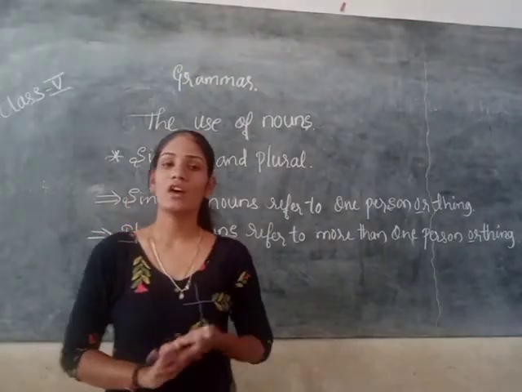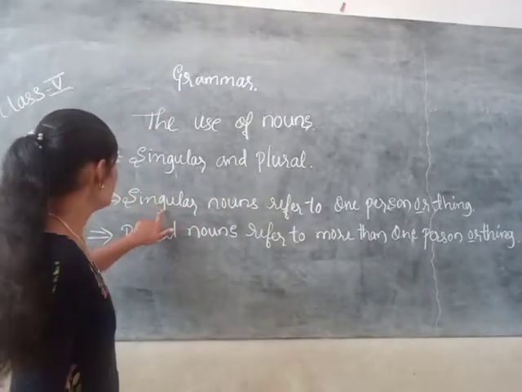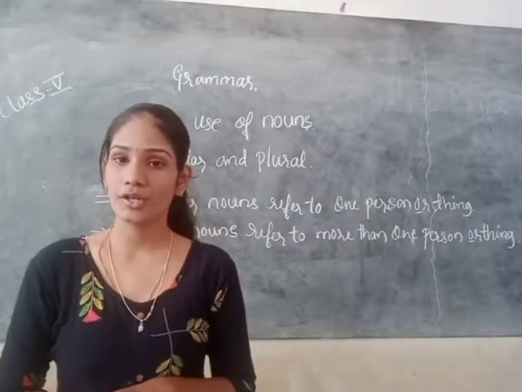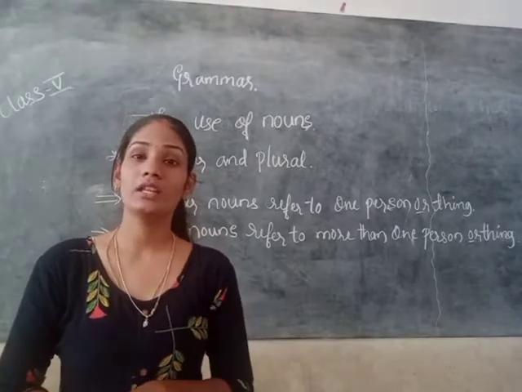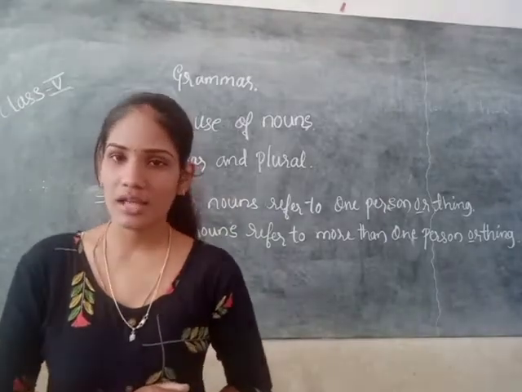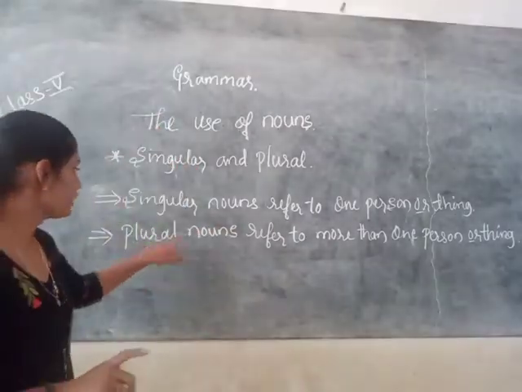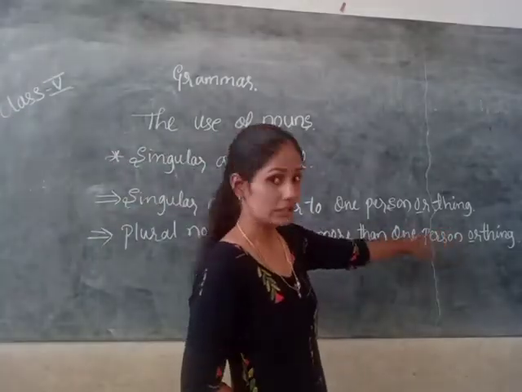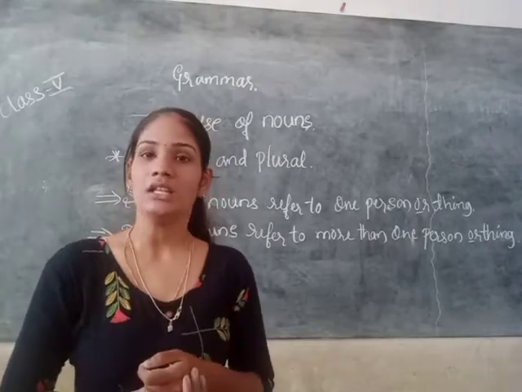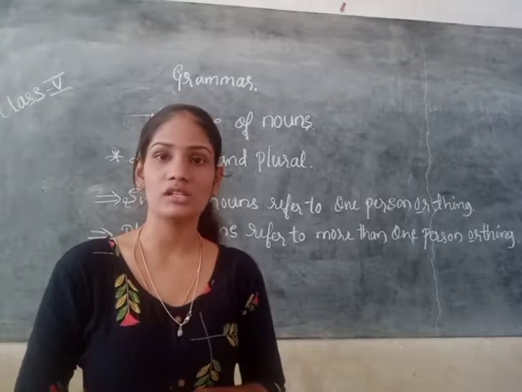Okay, students, here we have singular nouns and plural nouns. What does it mean by singular noun and what does it mean by plural noun? Singular nouns refer to one person or thing. There should be the noun, a person or a thing, and there should be only one, not more than one. If there is more than one person or thing, that noun is known as a plural noun. Plural nouns refer to more than one person or thing. So students, we came to know what it means by singular and plural.